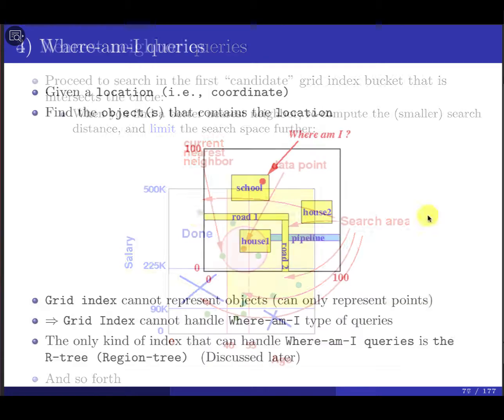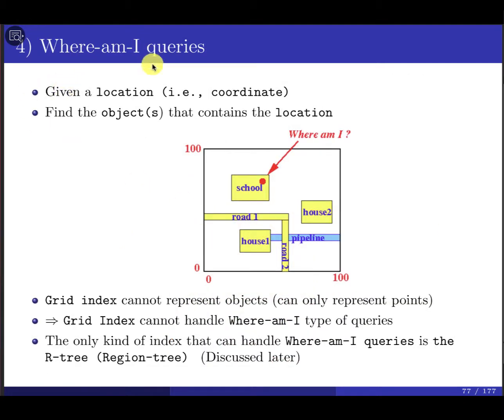Okay. Here, where am I? In order to answer this query, we cannot answer it using the grid index. The only structure, or index structure, that allows me to answer this kind of query is what we call the region tree, or the R-tree, which is going to be discussed later. I tried to use some data structures, the ones that we're going to see and use right now, if you're interested in working with a spatial database.